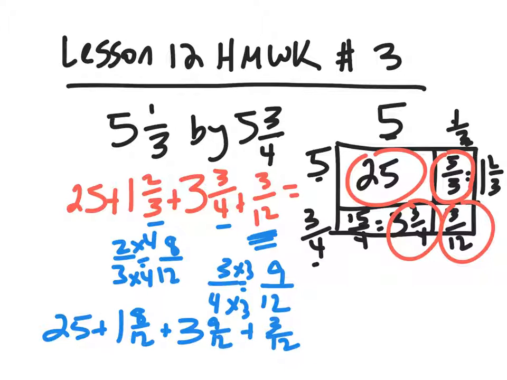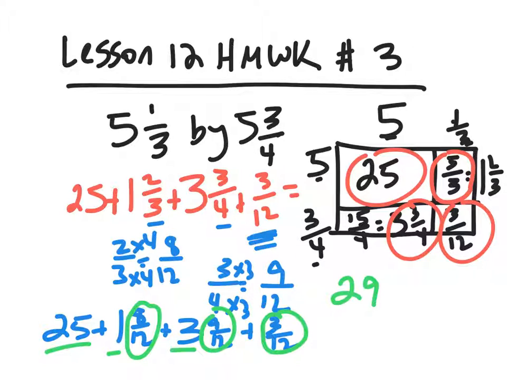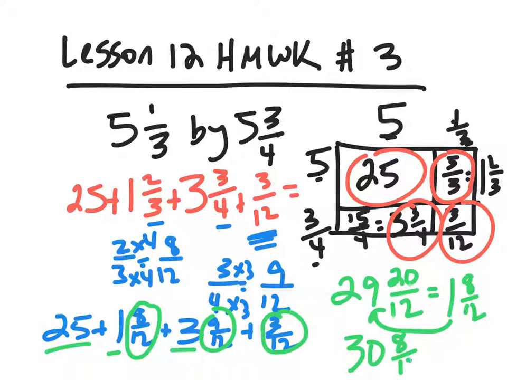Then the strategy would be to add all your twelfths together. I have 8/12 and 9/12, which would be 17/12, plus 3 more twelfths. That would be 20/12. If I add the whole numbers, I have 25, 1, and 3, which would be 29. So that's 29 and 20/12. If I change 20/12 to a mixed number, I get 1 8/12. Add that to the 29, and my final answer is 30 8/12.